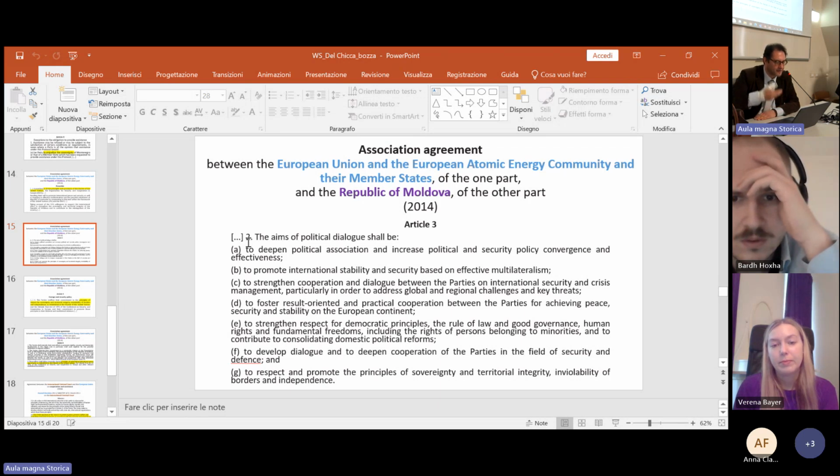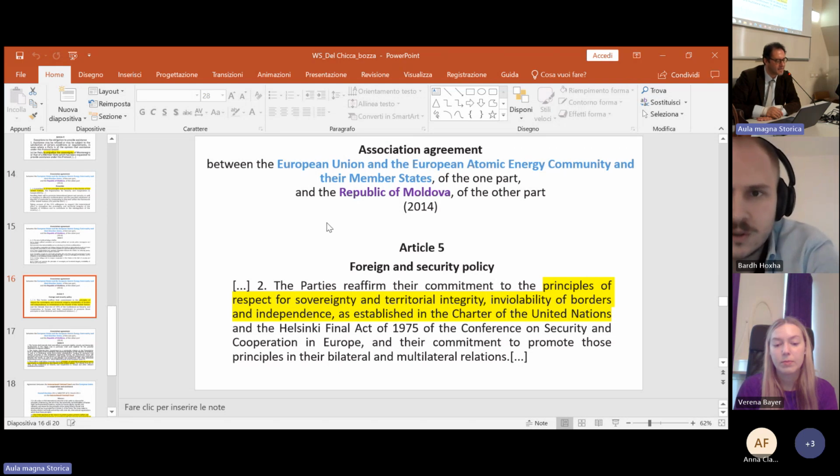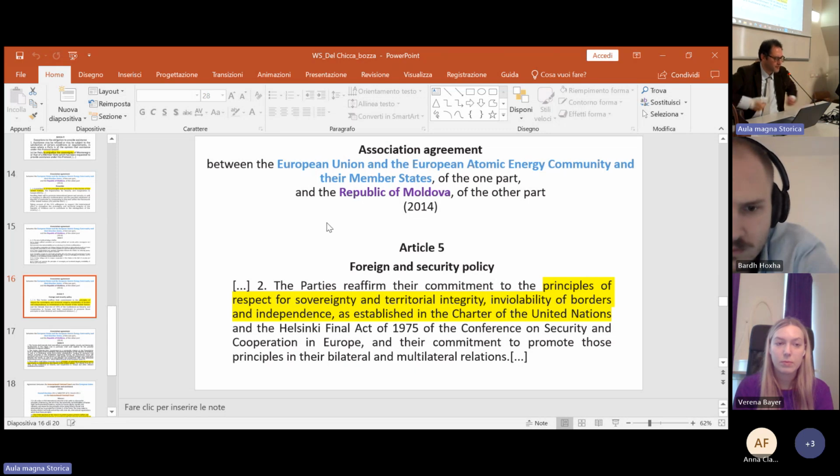Once again, there are a lot of commitments about cooperation and so on. And once again, there is a calling to another principle, the principles of respect for sovereignty, territorial integrity, inviolability of borders and independence, as established in the Charter of the United Nations. You remember, this is also a principle of the United Nations Charter: the territorial integrity, the sovereignty of a member state, the equal sovereignty of all of the member states of the United Nations. Okay? Why this?